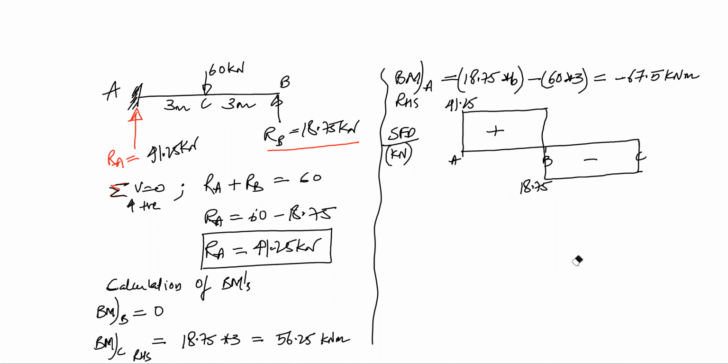The sign convention I have used is I have drawn from left to right, and all upward forces are positive and downward forces are negative.